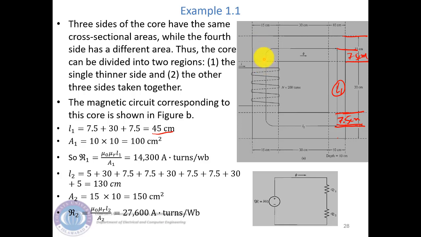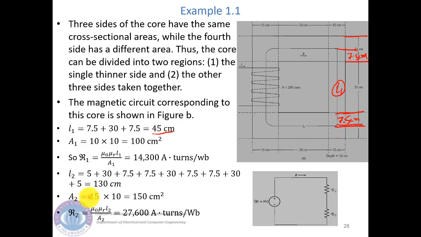Similarly, this is again 15 centimeter, so half of this will be 7.5 centimeter, and this is a straight path which is 30 centimeter, and here again, because the width is 15 centimeter, we'll take half of this up till here, 7.5 centimeter. Again we will take half of this, because the width is 15 centimeter, so half will be 7.5 centimeter, and this L2 is again 30 centimeter, and this width is 10 centimeter, so we will take half of it, which is 5 centimeter. So by adding all these lengths, we get the mean path length of this second path. The second reluctance path length is 130 centimeter.